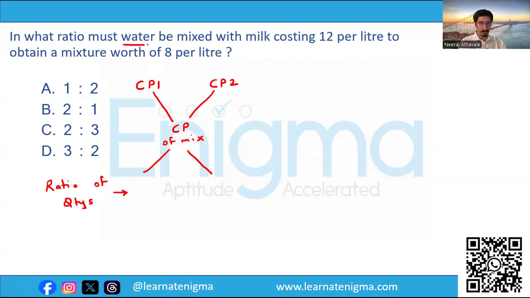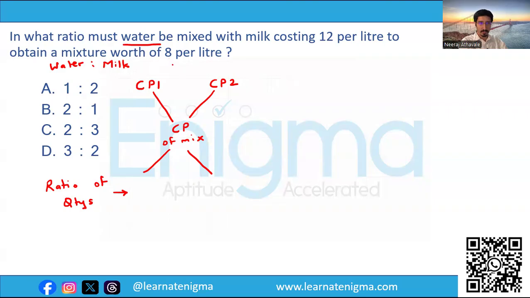Here, water is mentioned first, and the question asked is in what ratio must water be mixed with milk? Okay. So, water is to milk, that is the ratio we need to find out. So, order is important. Okay.